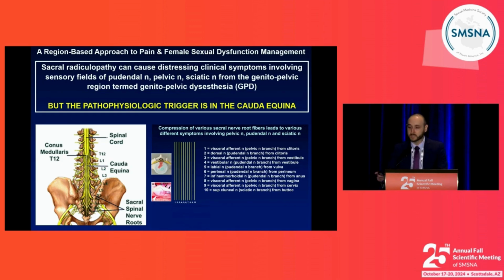As we see here, compression of any of these sacral nerve root fibers, for example, the fifth fiber listed there, is the labial nerve. That's a branch of the pudendal nerve, and that will present with vulvar pain.